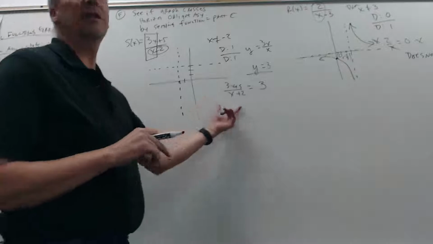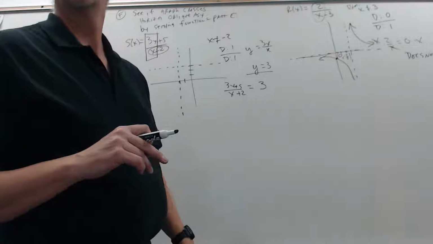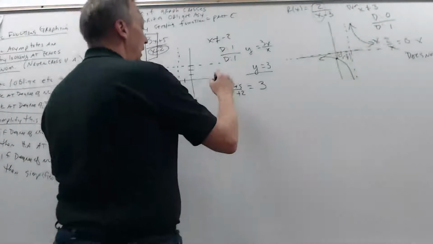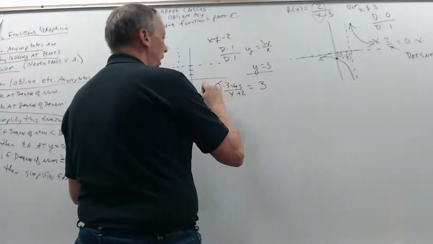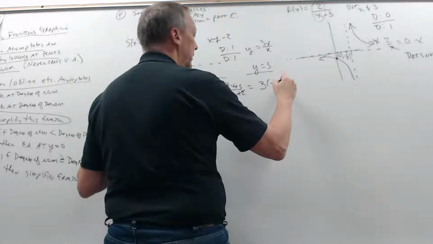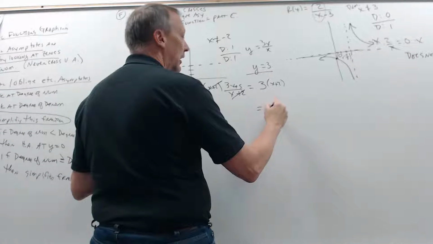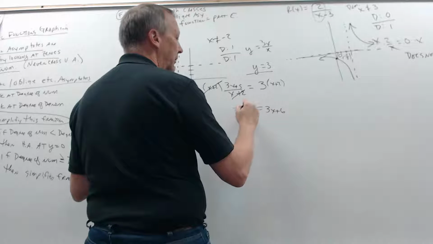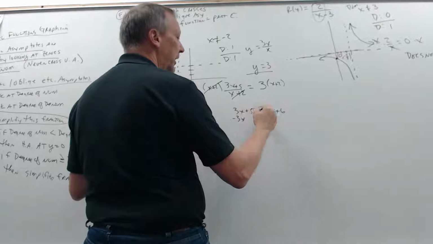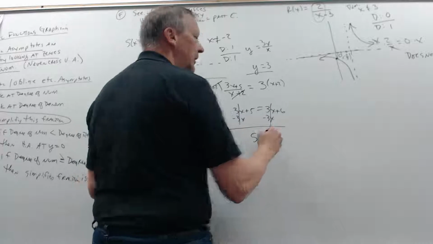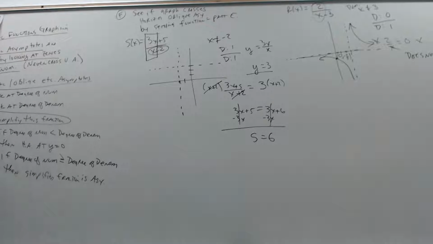How do you solve that equation? Multiply by x plus 2. So this becomes 3x plus 6. 3x plus 5. If I subtract the 3 x's, they both go away, and I get 5 equals 6. Is that a true statement? It's a false statement, so therefore does it cross? No, it does not cross.